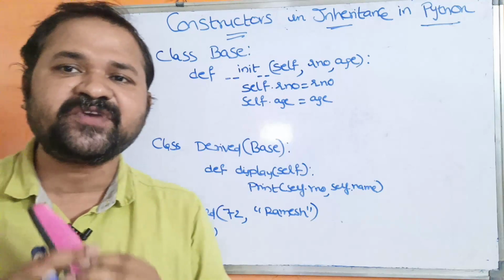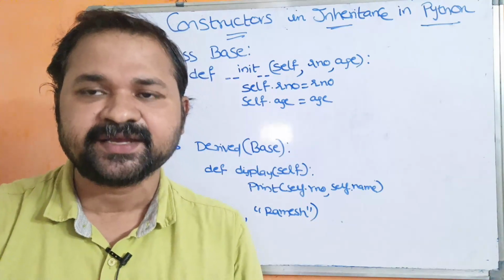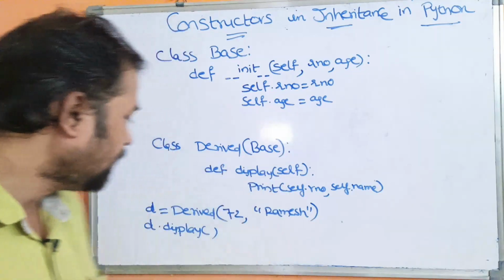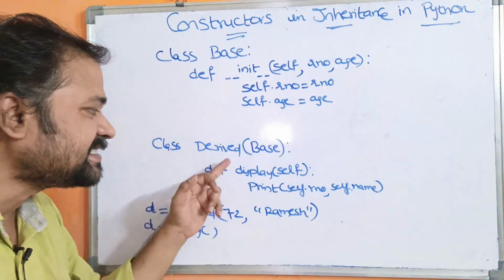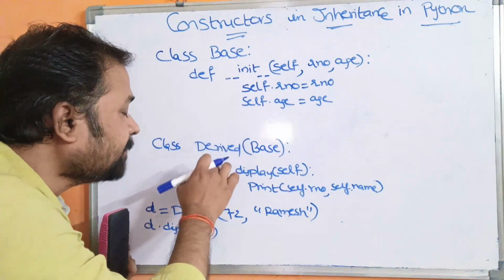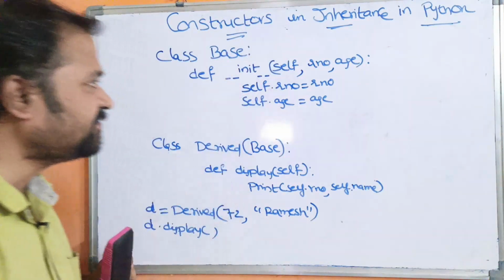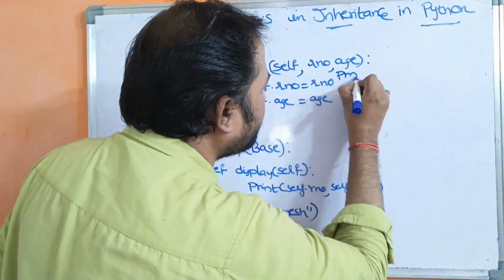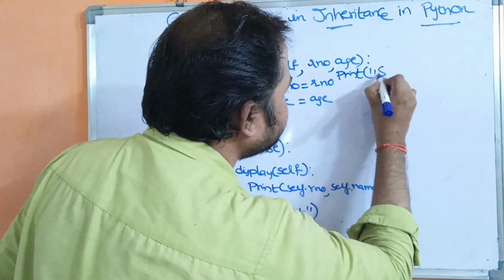We know that whenever an object is created, then automatically the constructor will be invoked. But here the derived class doesn't contain any constructor. So now the control goes to the base class constructor from the derived class. Here let us display one statement: print of "base class constructor".